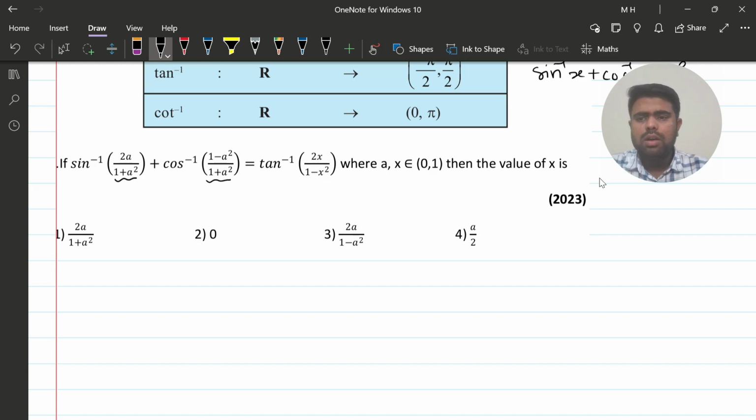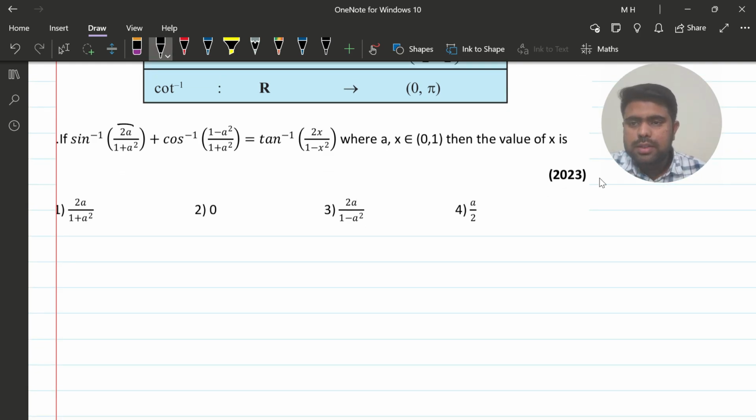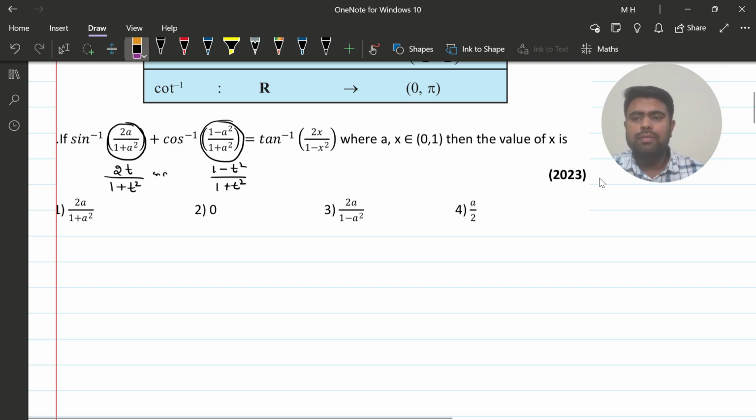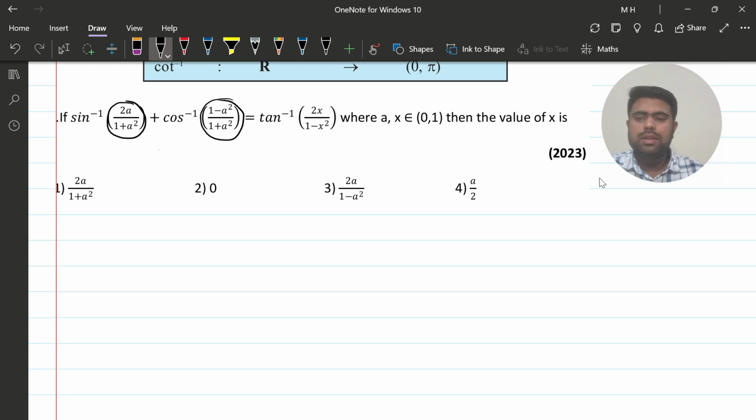If you look at the left hand side, it is 2a by 1 plus a square, and this is 1 minus a square by 1 plus a square. We know that 2 tan theta by 1 plus tan square theta is going to give us sine 2 theta, right? And similarly, 1 minus tan square theta by 1 plus tan square theta is cos 2 theta, right? So if I substitute tan theta in the place of a, I'm going to get the simplified version of the LHS. So on LHS, I will put a equal to tan theta. This will immediately imply that theta would be equal to tan inverse a.